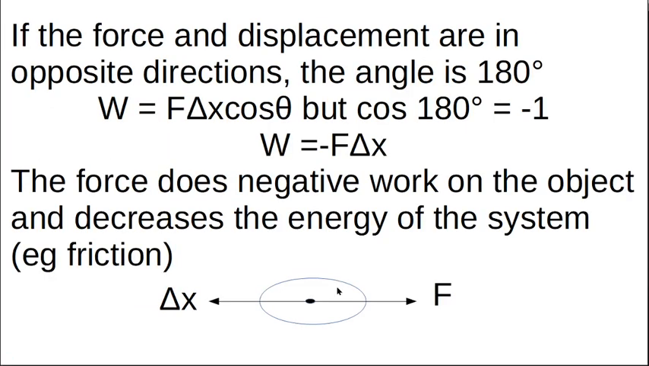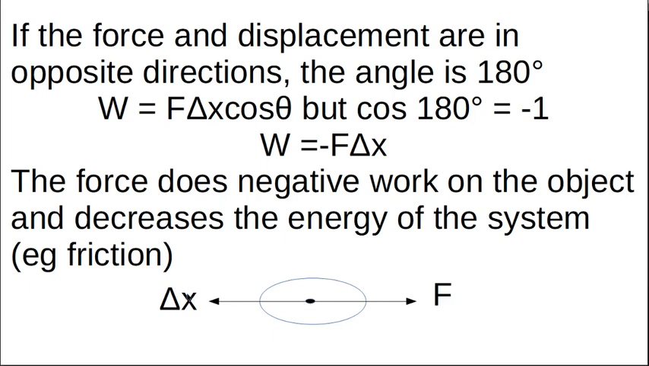Now what happens? And this is friction. This picture is all about friction, okay, because friction opposes motion. So if we have this object and we're displacing it that way, but the force is acting the other way, they're in opposite directions. Can you see here? The displacement this way, the force that way, this angle over here is going to be 180 degrees. And the cos of 180 is -1, okay? So now this force is doing negative work, and it is decreasing the energy of the system.